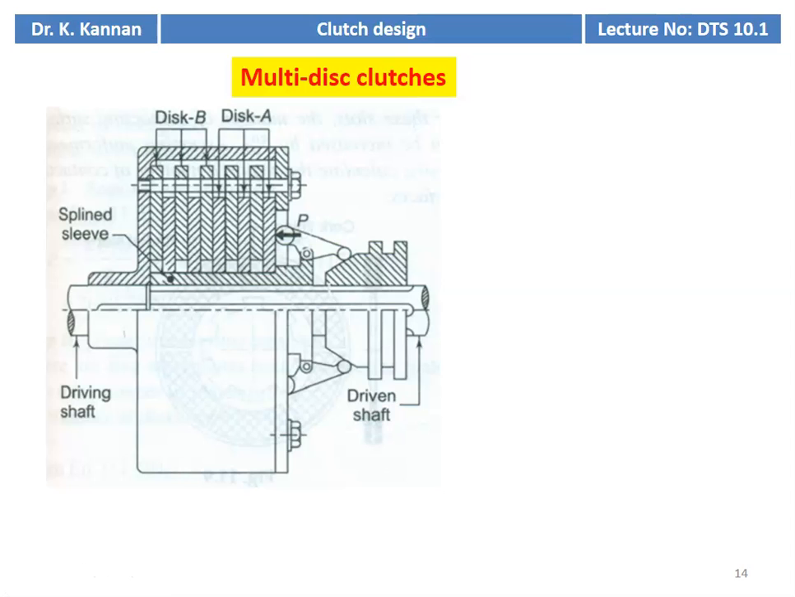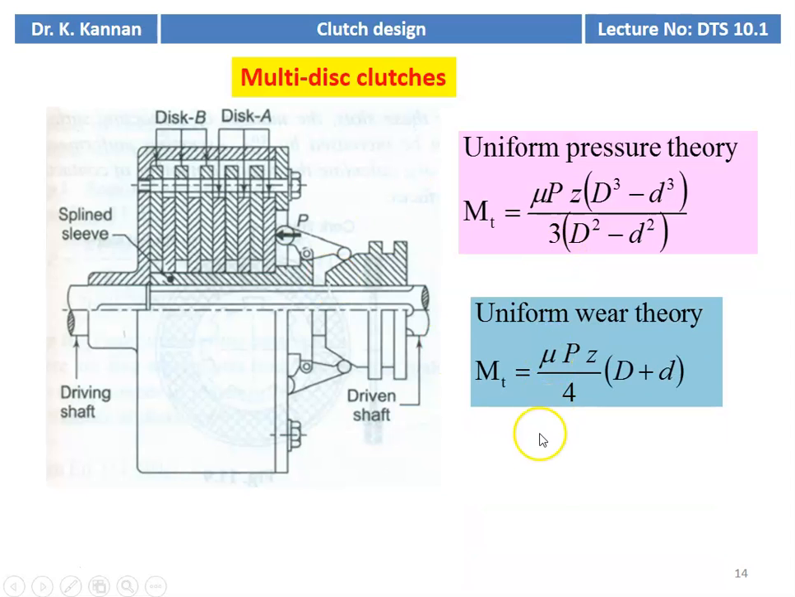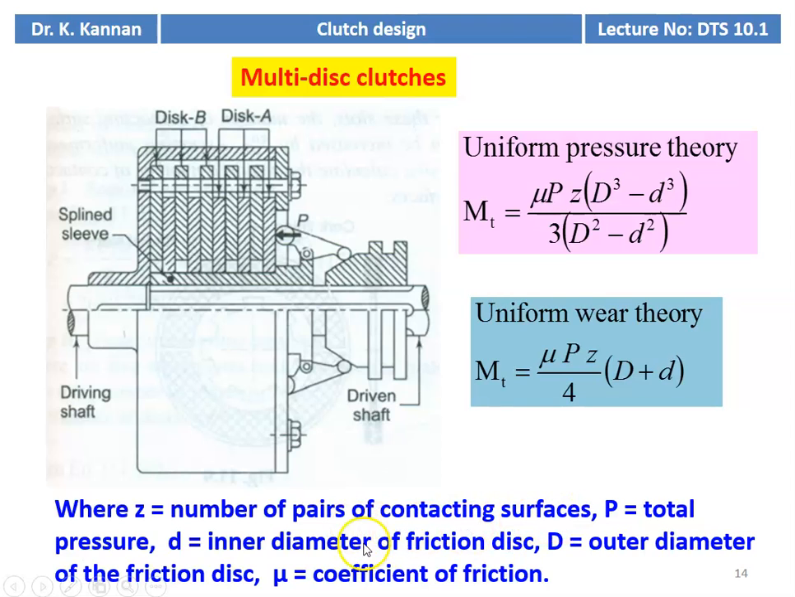Then multi-plate clutch. So, look at the configuration. We have multiple discs, disc B and disc A. It is very much similar to the single plate clutch, except for the number of contact surfaces between the driving and the driven member. Here in the multi-plate clutch, the equation for calculating our parameter using uniform pressure theory is Mt equal to mu P z into (capital D cube minus small d cube) divided by 3 into (capital D square minus small d square), where z is the only variable compared with the previous equation. Similarly, uniform wear theory, Mt equal to mu into capital P, the applied pressure force, into z divided by 4 into (capital D plus small d), where z is the number of pairs of contacting surfaces and P is the total pressure, d is the inner diameter of the friction disc, capital D is the outer diameter of the friction disc, and mu is the coefficient of friction.